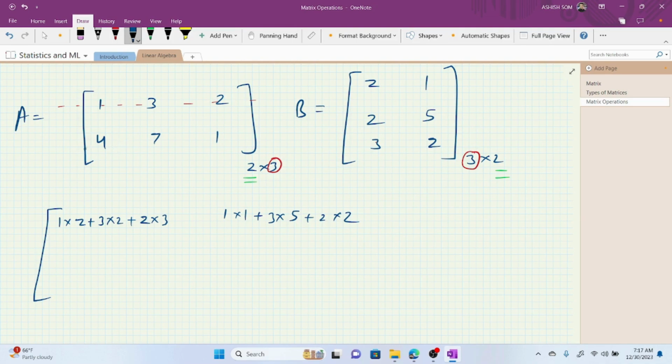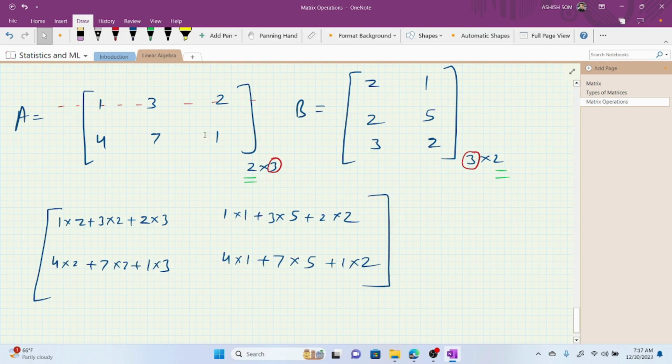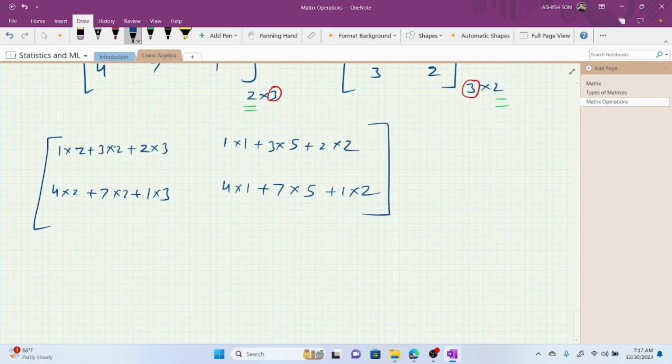Now we will be taking the second row and the first column. So it will be 4 multiplied by 2 plus 7 multiplied by 2 plus 1 multiplied by 3. Now for the second row and the second column we will be taking 4 multiplied by 1 plus 7 multiplied by 5 plus 1 multiplied by 2, and this will be our resultant matrix. If you see the resultant matrix, each of these will become one element. So can we say it is a 2 by 2 matrix? We have seen it will take the row from the first matrix and the column from the second matrix.